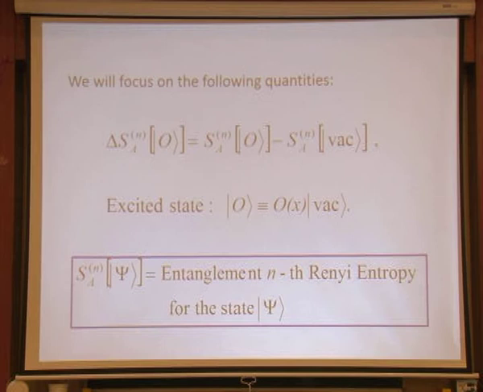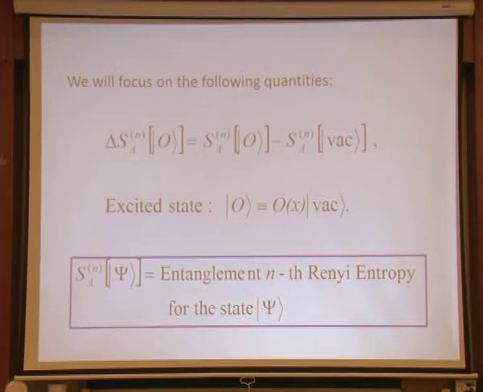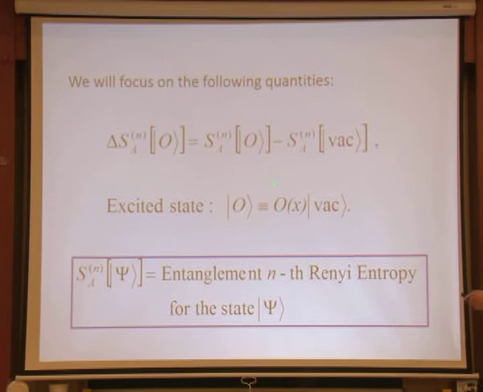So we will focus on exactly this quantity, or more precisely this one. We define an excited state by acting with some local operator, which we call O(x). Any local operator is fine. We act this operator on the conformal field theory vacuum. So far, it's quite general. We compute the entanglement entropy for this excited state, minus just the vacuum entanglement entropy. Again, this cancels out the area law divergence.